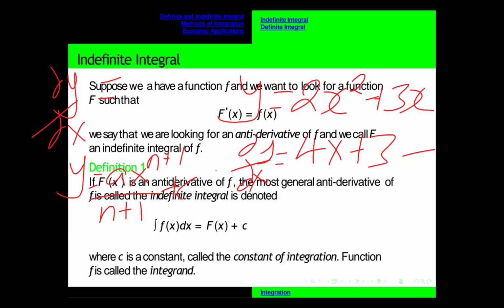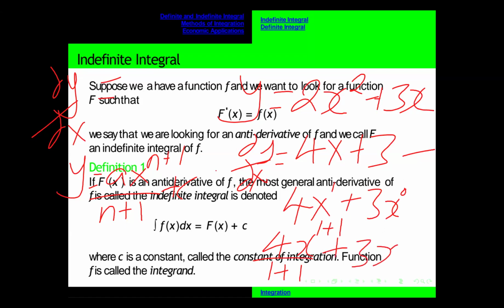We could now begin by rewriting this as 4x to the power 1 plus 3x to the power 0. You know that this is one and the same thing. Then we can integrate so that we have 4x to the power 1 plus 1 divided by 1 plus 1, plus 3x raised to the degree 0 plus 1 all over 0 plus 1, plus c, the constant.